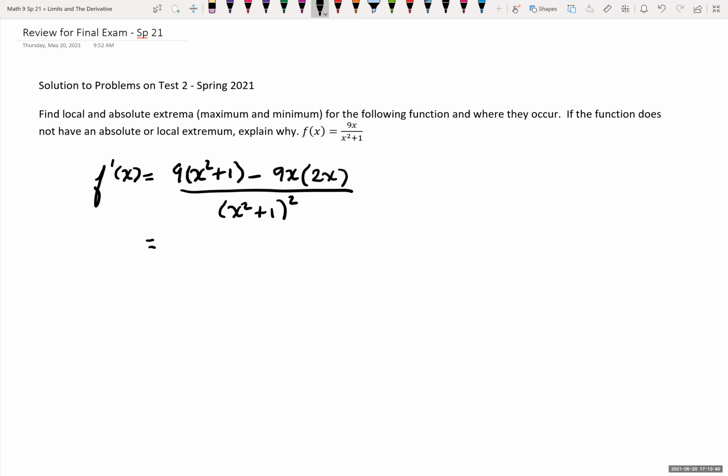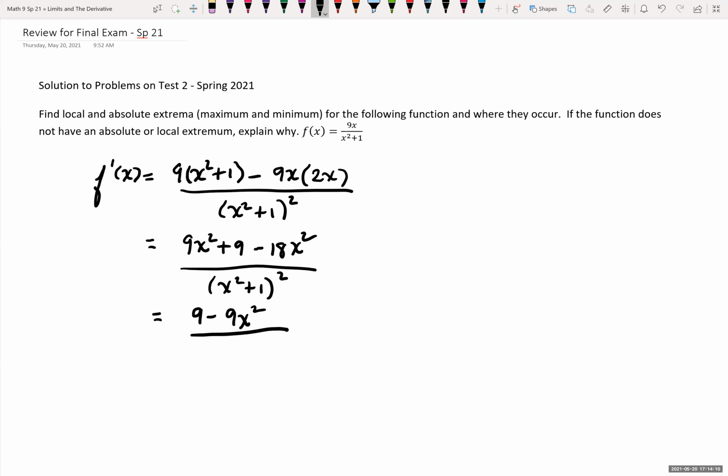Distributing that 9, we get 9x squared plus 9. Distributing the 9x to the 2x, we get minus 18x squared, all over the denominator, x squared plus 1 quantity squared. Combining like terms in the numerator, we have 9x squared minus 18x squared, so that gives me negative 9x squared. I'm going to write it as 9 minus 9x squared, just so the positive is first, all over x squared plus 1, quantity squared.